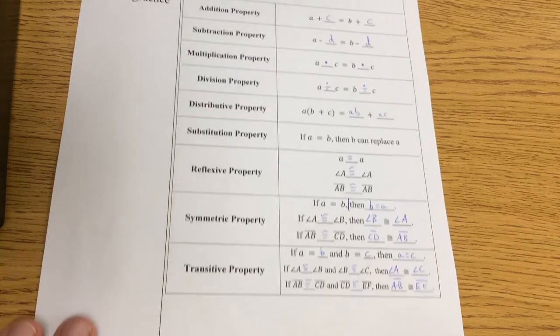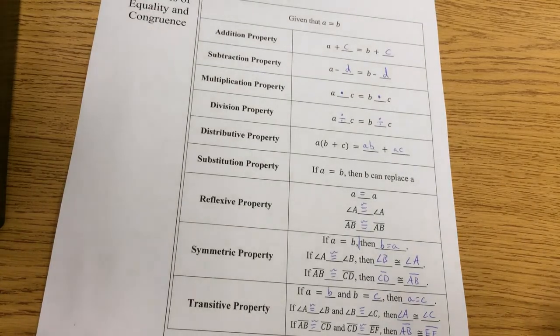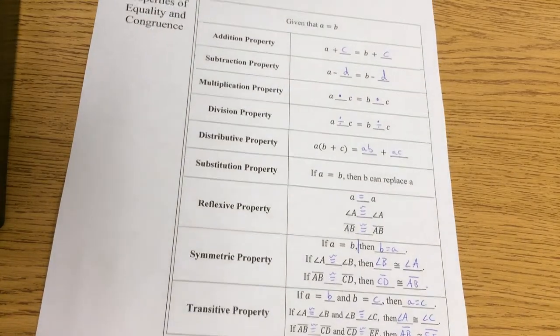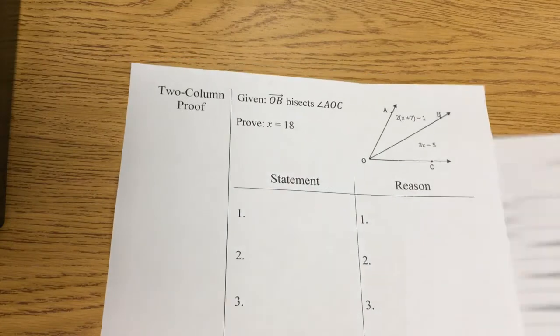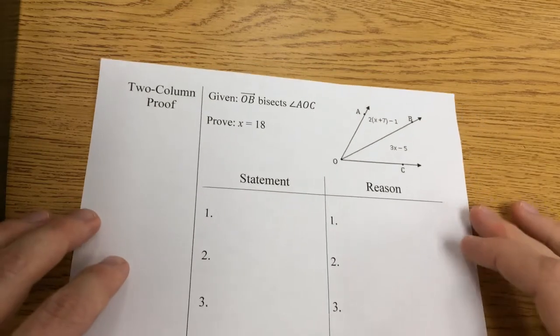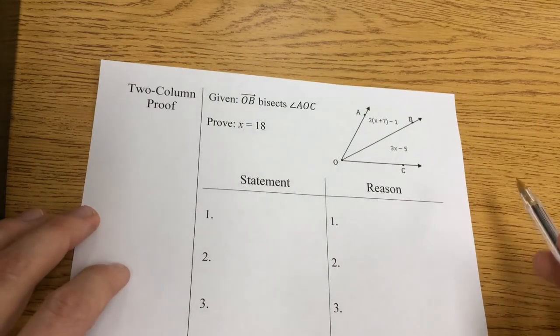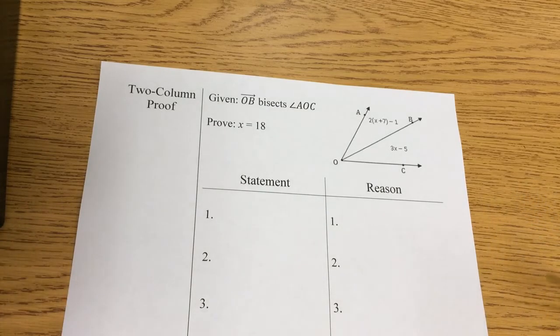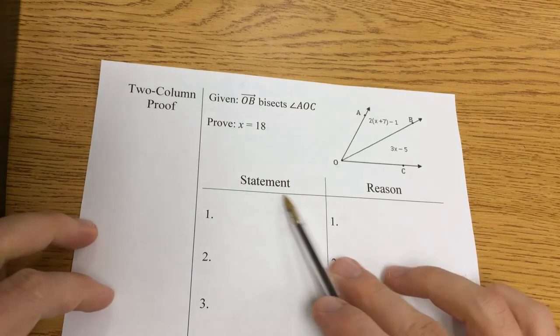All right, so here's all these laws, these properties of equality and congruence. We're going to use those with something much like this. Once again, I do want you to pause the video and copy this down. This is the start of a 2-column proof. This proof is going to go through and give us statements and reasons.